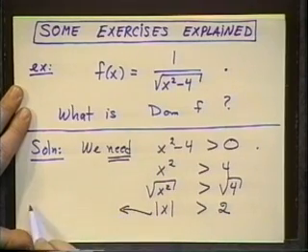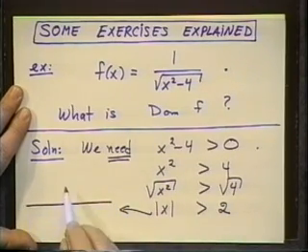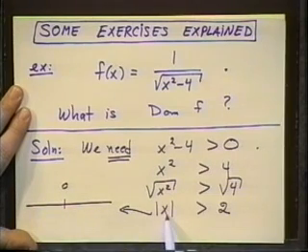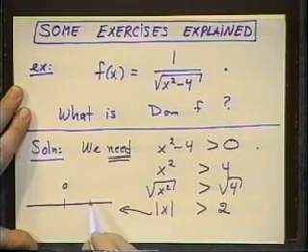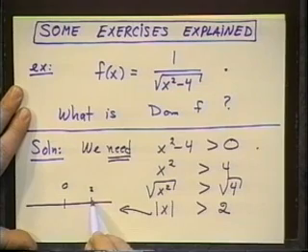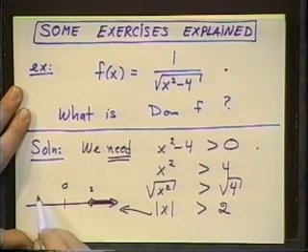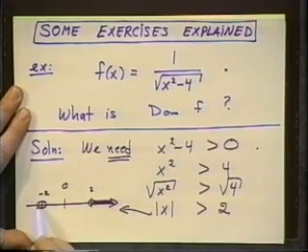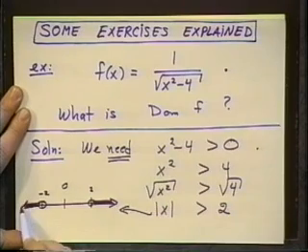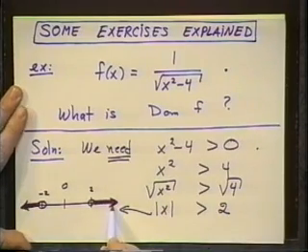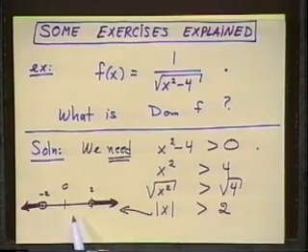Let me see if I remember what absolute value was. There's 0. Absolute value is the distance of x from 0, so I want numbers that are greater than 2 away. That can either happen to the right like this, or it can happen to the left when you go below minus 2. Okay, go above 2 or below minus 2.